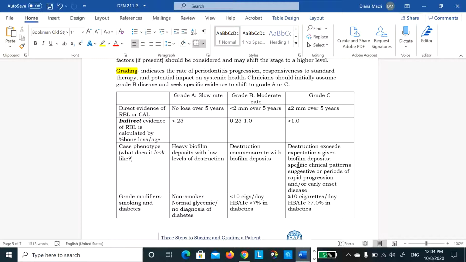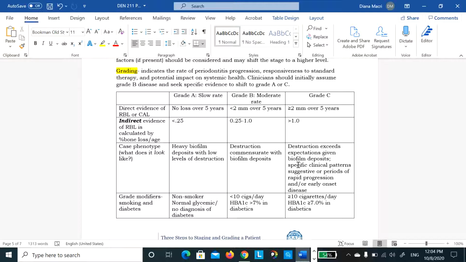But if I'm only seeing my patient for the first time, it's impossible for me to figure out how my patient is progressing. This is the first time I've seen him. I have nothing to compare it to. But the creators of this classification system actually came up with an answer for this, and so I'm going to show you what the grading system is. But the grading seeks to identify progression. How fast is this progressing?